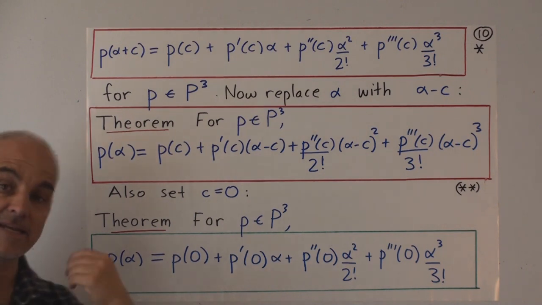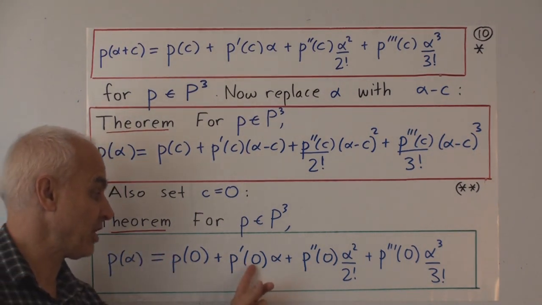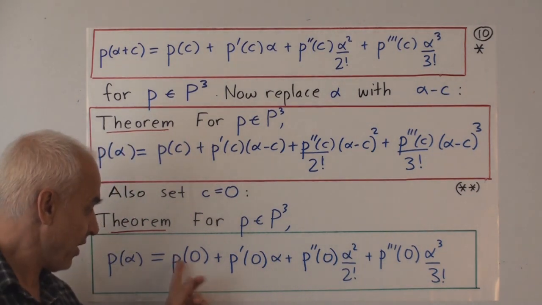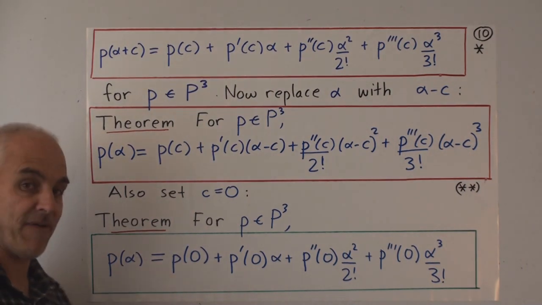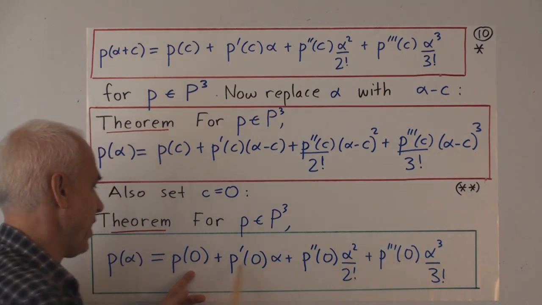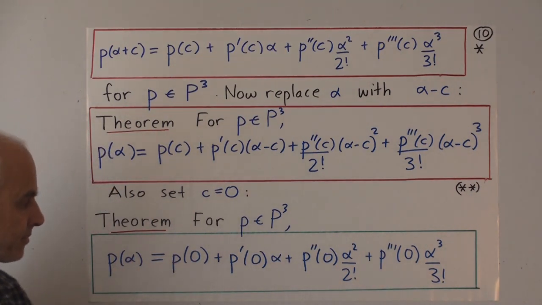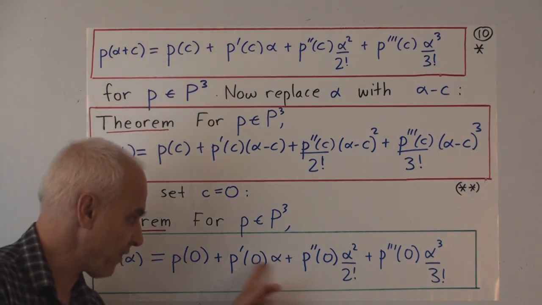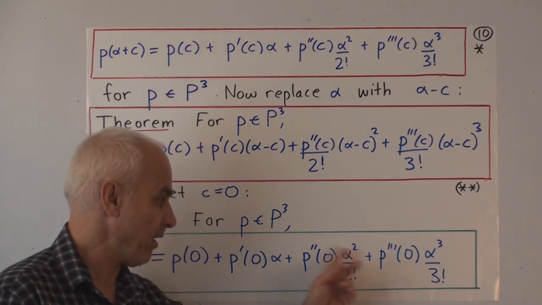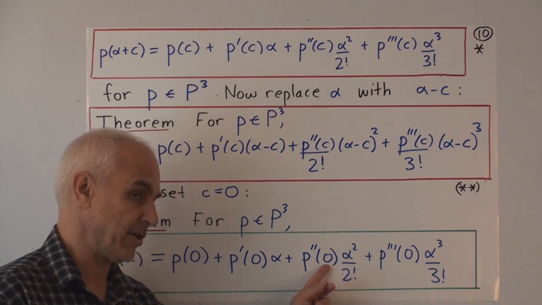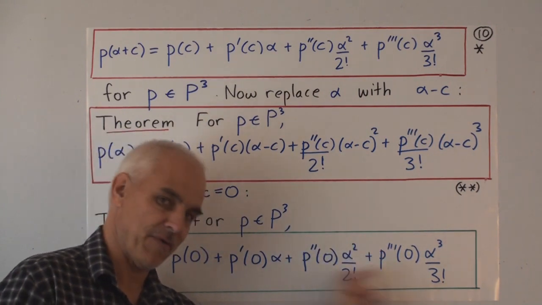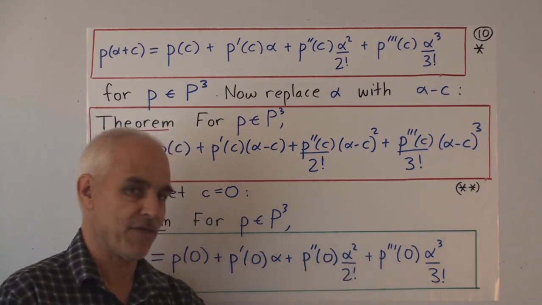And what it's telling us is it's interpreting for us what the coefficients of the polynomial actually mean in terms of the derivative. So the constant term is actually the polynomial evaluated at 0. That's kind of obvious. If you replace alpha with 0 here, then p of alpha equals p of 0. But the coefficient of alpha is just the derivative of p evaluated at 0. The coefficient of alpha squared is the second derivative of p evaluated at 0 divided by 2 factorial. The coefficient of alpha cubed is the third derivative of p at 0 divided by 3 factorial.